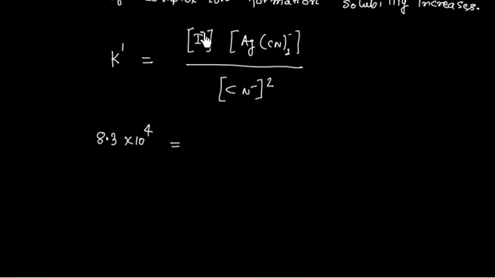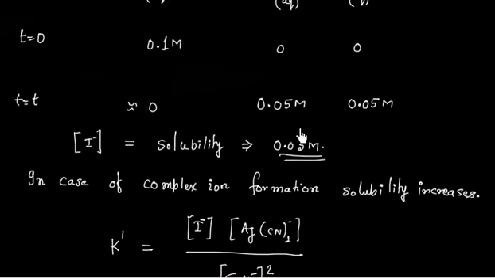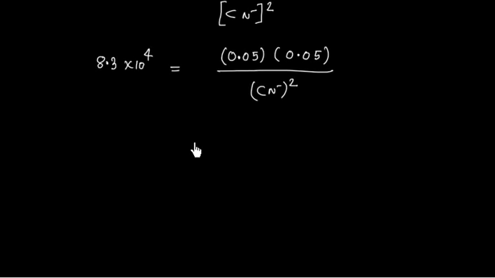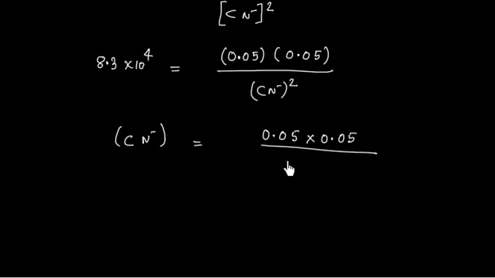Now the concentration of I- is known, 0.05, and the concentration of Ag(CN)2- is also 0.05. This divided by CN- raised to the power 2. So from here we can calculate CN-. This is 0.05 into 0.05 divided by 8.3 into 10 raised to the power 4, and under root.